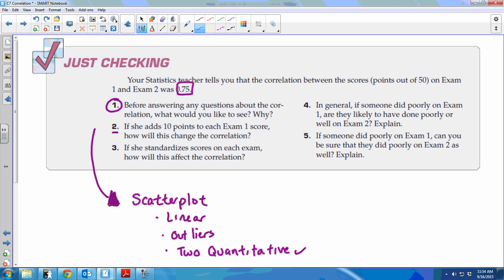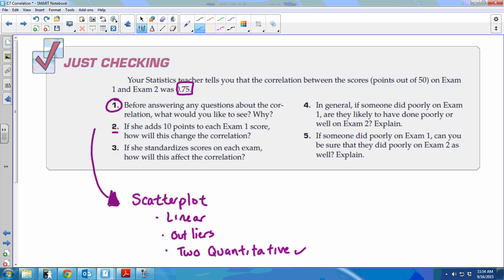All right, on number 2. If she adds 10 points to each exam 1 score, how will this change the correlation? If you add 10 points to every exam 1 score, it just shifts the exam 1 scores up, right? So does it change the direction, form, or strength? No. So correlation stays the same.